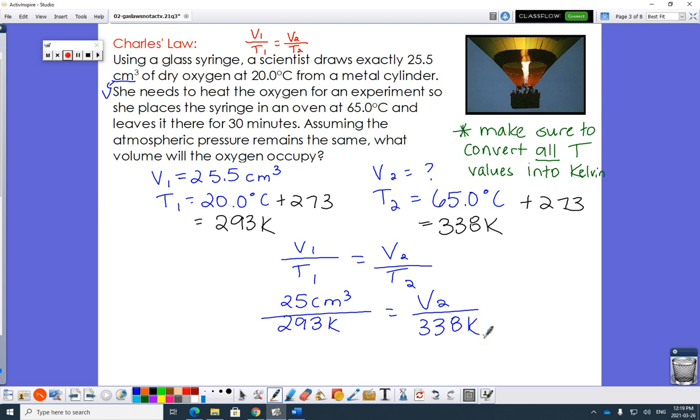Okay, so this is not always necessarily going to have the unknown or the X in the top left. So maybe here you would prefer to cross multiply. It doesn't really matter. You can still do 25 divided by 293 and then multiply by 338, or you can cross multiply. Kelvin units cancel out. Our volume is going to be in centimeters cubed. No problem, okay?